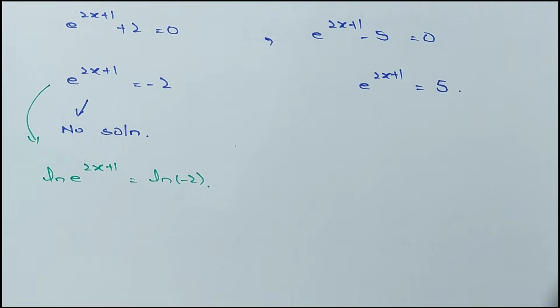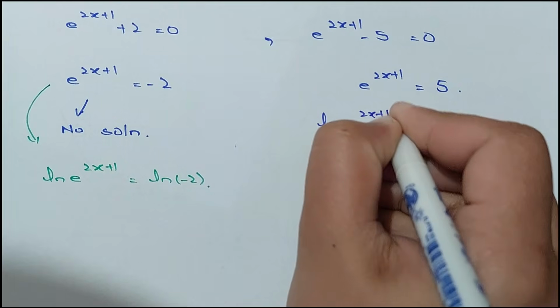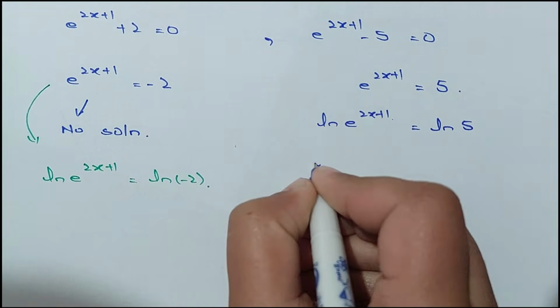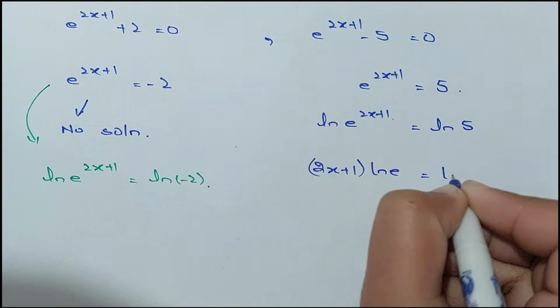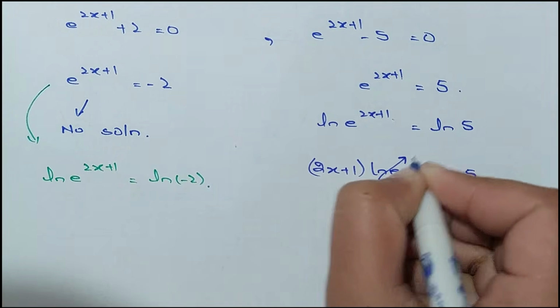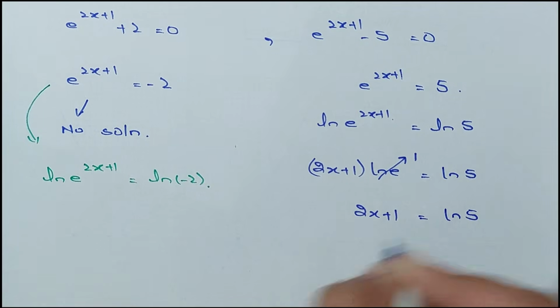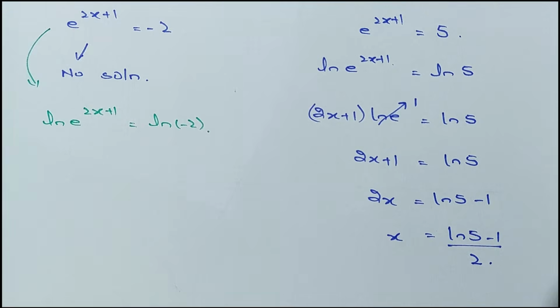Let's check, taking ln on both sides. So ln e to the power 2x plus 1 equals ln 5. The power comes before the log. 2x plus 1, ln e equals ln 5. ln of e is 1. So 2x plus 1 equals ln 5. So 2x equals ln 5 minus 1, and x would be equal to (ln 5 minus 1) divided by 2. So this is the value for x.